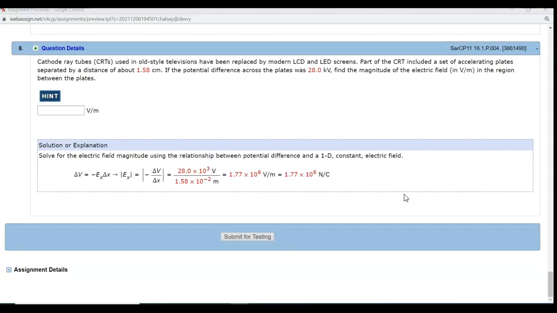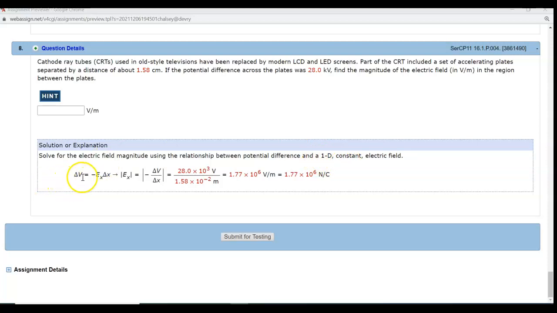Cathode ray tubes used in old-style televisions have been replaced by modern LCD and LED screens. Part of the CRT included a set of accelerating plates separated by a distance of about 1.58 centimeters. If the potential difference across the plates was 28 kilovolts, find the magnitude of the electric field in volts per meter in the range between the plates. Well, we'd solve for the electric field magnitude using the relationship between the potential difference and the constant electric field.